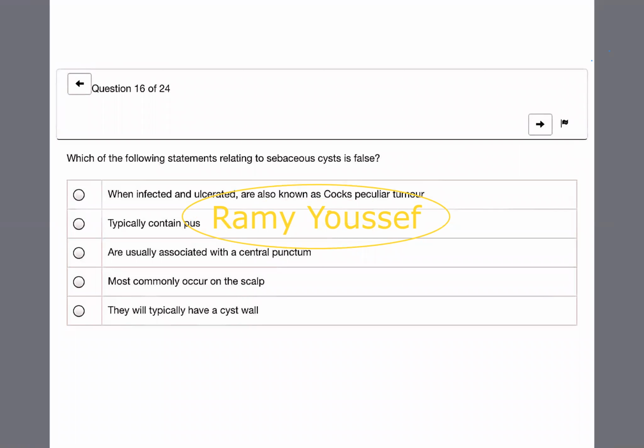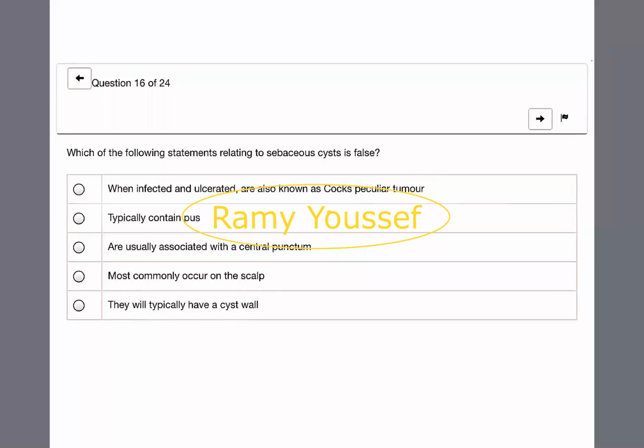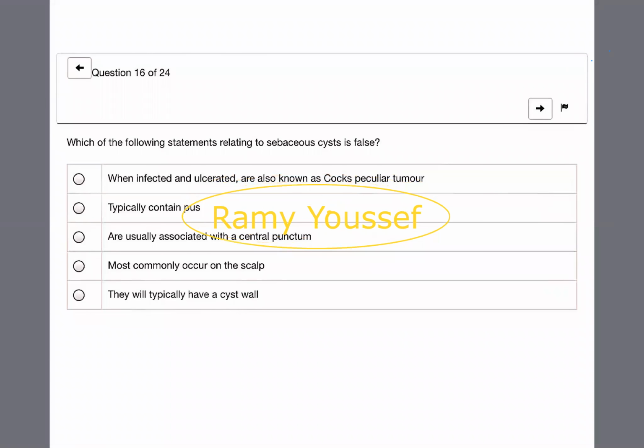Which of the following statements relating to sebaceous cyst is false? When infected and ulcerated, it is also known as Cock's peculiar tumor; typically contains pus; usually associated with a central punctum; most common in the scalp; they will typically have a cyst wall.